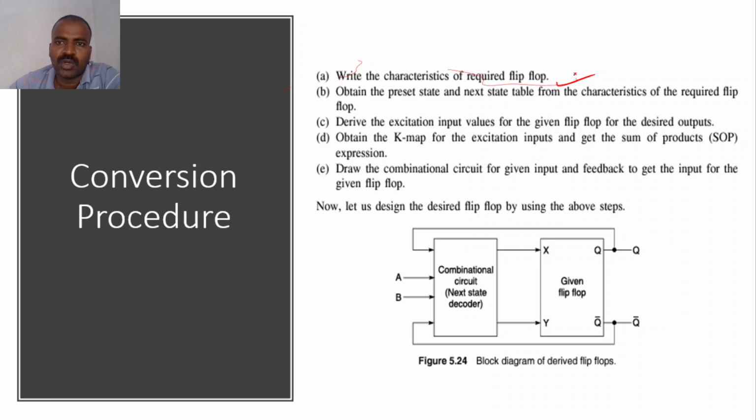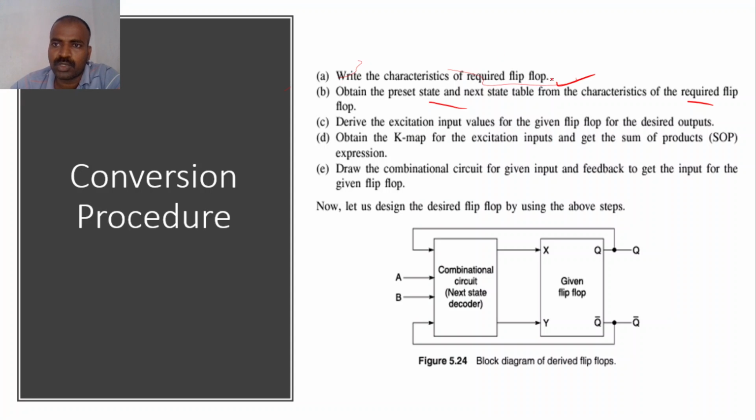The flip-flop we need to convert to, its characteristic equation we first need to write. Then we write the present state and next state table of the characteristics of the required flip-flop. This is the second step. In the previous lecture, we discussed the truth tables of the four different types of flip-flops; that is what we are going to write here. Then we derive the excitation input values for the given flip-flop.